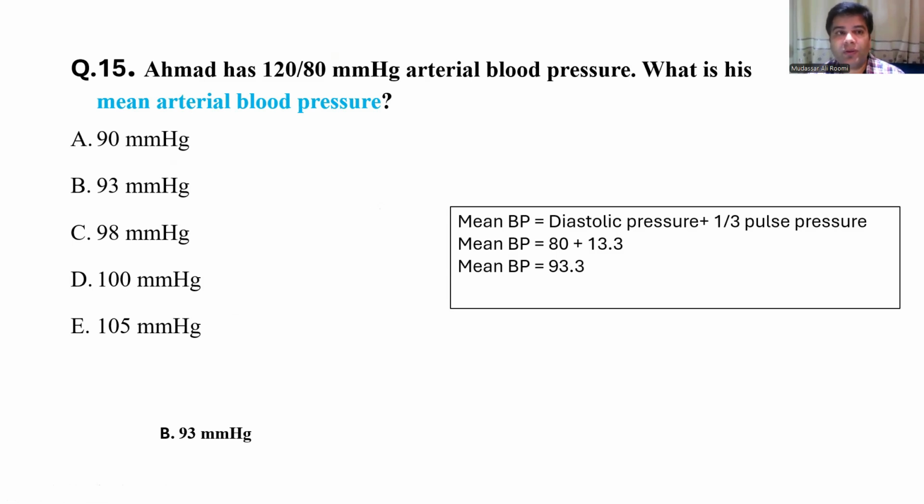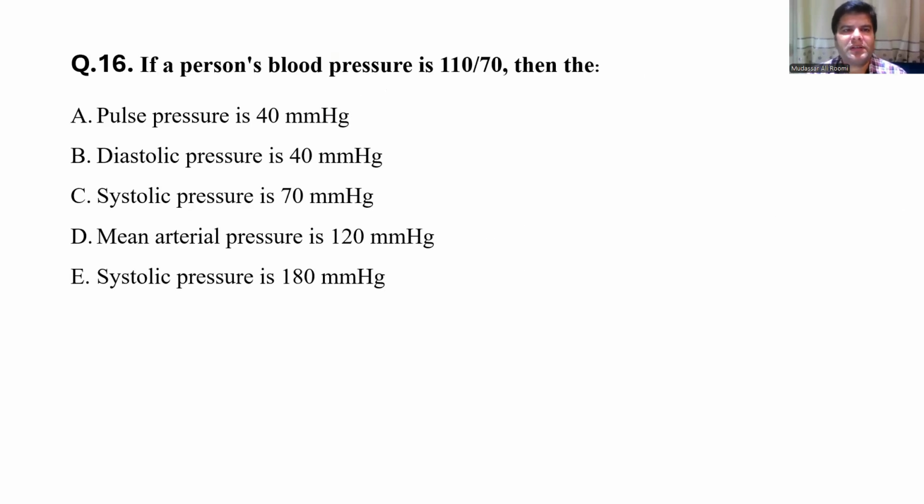So you must know the formula for calculating mean arterial blood pressure, which is equal to diastolic pressure plus one third of pulse pressure. Next question is, if a person's blood pressure is 110 by 70, then the pulse pressure is 40, diastolic pressure is 40, systolic is 70, mean arterial pressure is 120, systolic pressure is 180. So the answer is 40.